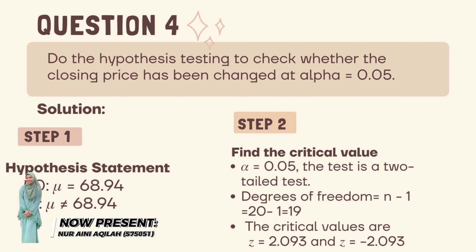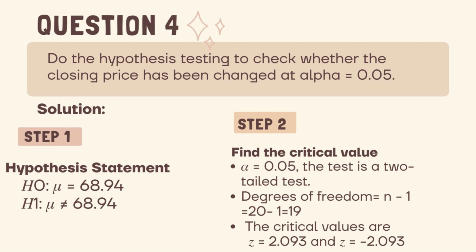Do the hypothesis testing to check whether the closing price has changed at alpha 0.05. For the solution, first step, we make the hypothesis statement: H null, mu equal to 68.94, and H alternative, mu not equal to 68.94. And the second step, we find the critical value at alpha 0.05. The test is a two-tail test. Then find the degrees of freedom, n minus 1. So 20 minus 1, we get 19.